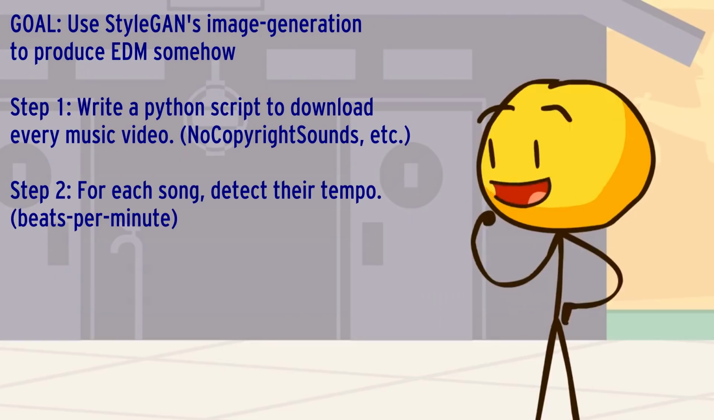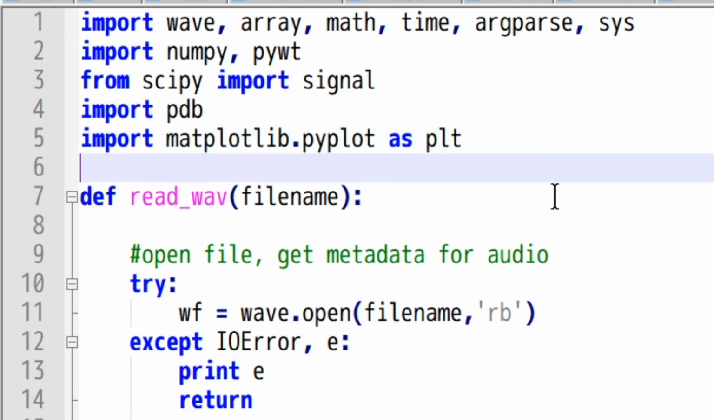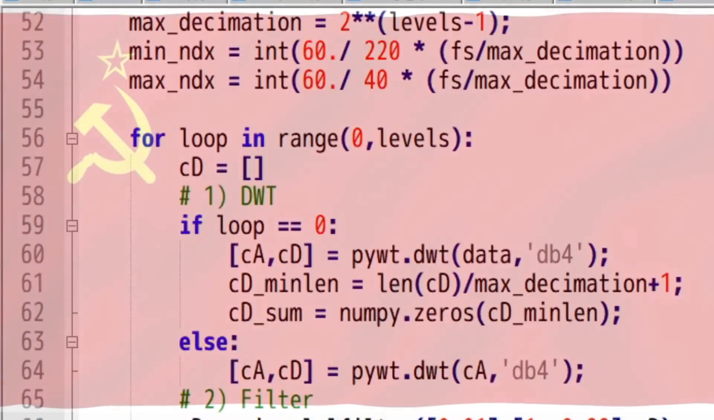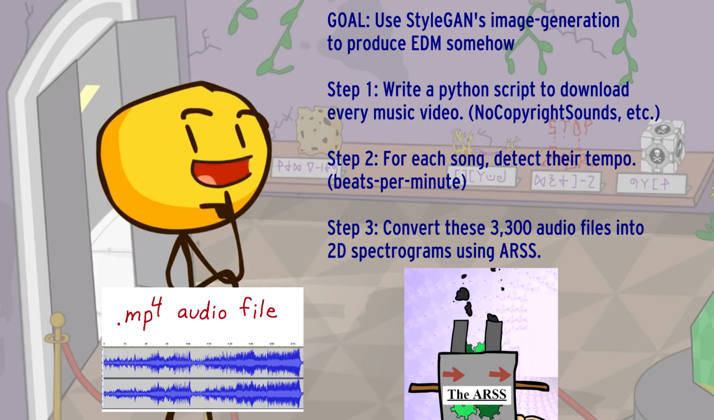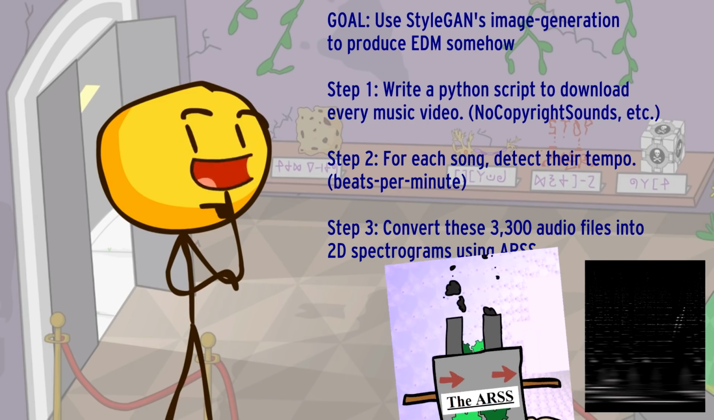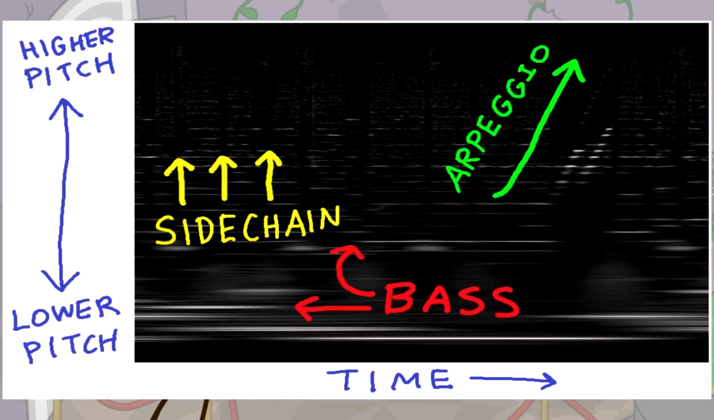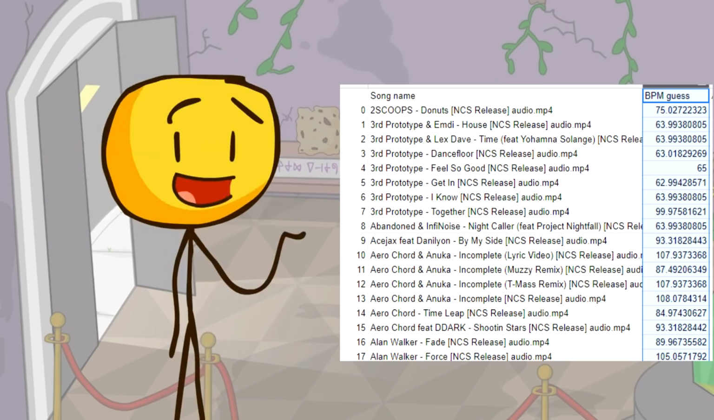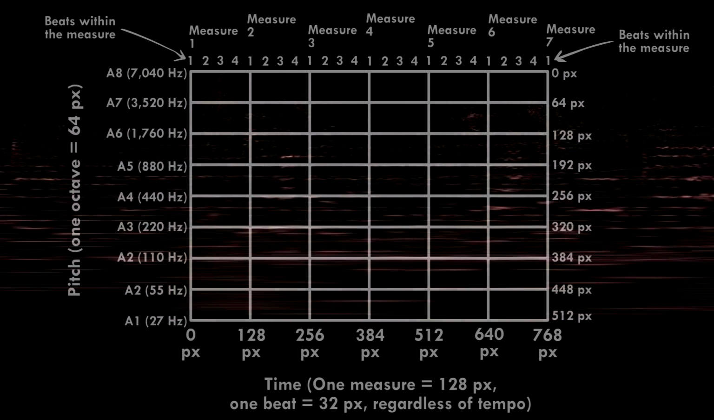Step 2, for each song, detect their beats per minute with all these Python libraries and a bunch of code that I found or stole online. Next, step 3, convert these 3,300 audio files into two-dimensional spectrograms using ARSS, so that the whole spectrum of sound can now be represented in an image form. By the way, using all the BPM data from earlier, I made all the spectrograms beat aligned, which could in theory help music patterns line up better.